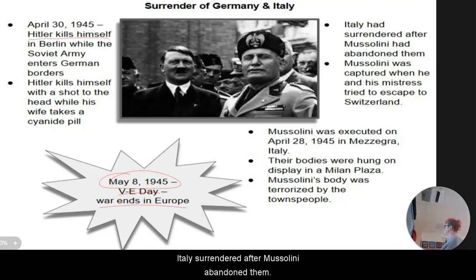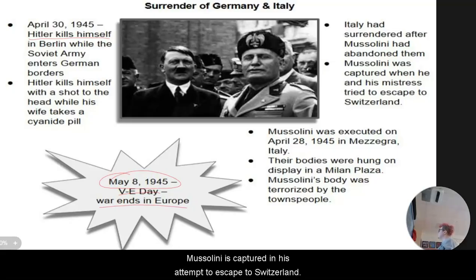Italy surrendered after Mussolini abandoned them. So basically, Mussolini, when the Allies come through Africa and get into Italy and start moving up through Italy, Mussolini takes off. He's like deuces and leaves, and the rest of Italy just crumbles. So they surrender to the Allies.